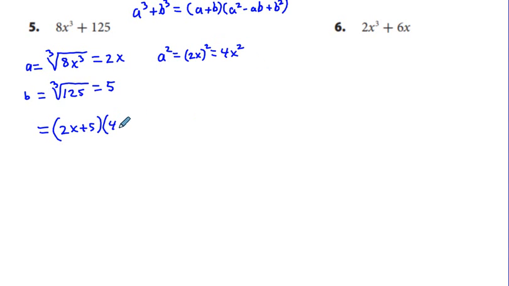So we have 4x squared, which is a squared, minus ab. Well, a is going to be 2x, and b is 5, and multiplying these two together we get 10x. And finally we have plus b squared, and b is 5, and 5 squared is 25. So this is going to be our factoring using a sum of cubes in this case.